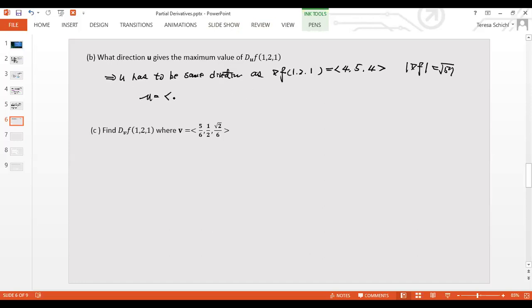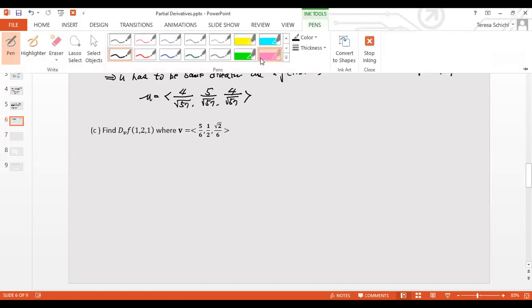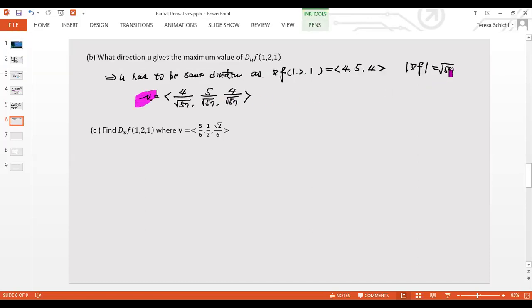So u will just be (4 over the square root of 57, 5 over the square root of 57, and 4 over the square root of 57). So if u has to be in this direction, you divide it by the length. That's what will give you the unit vector, right? So this is the unit vector. The u has to be a unit vector here.